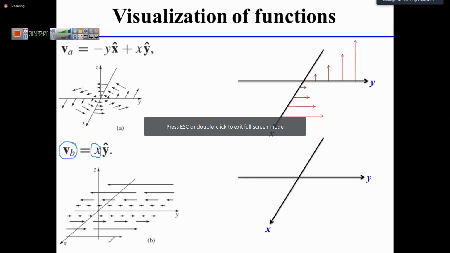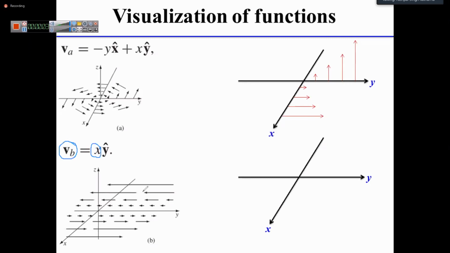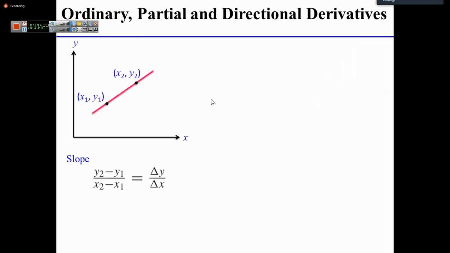Okay, so this vector VB can then be represented something like this part was shown here. Okay, so any questions here? I hope it is clear to everyone. If you have any, you can raise your hand. Okay, then if none, then I will proceed further.